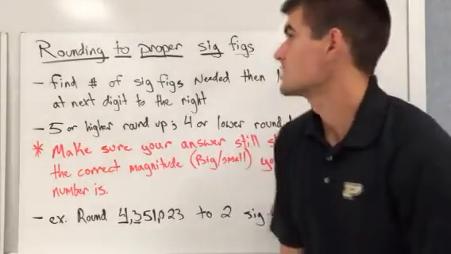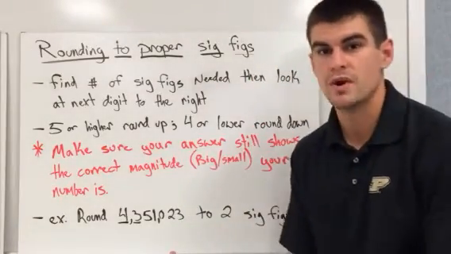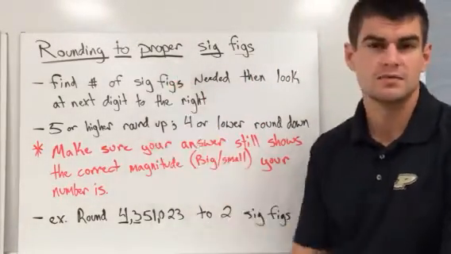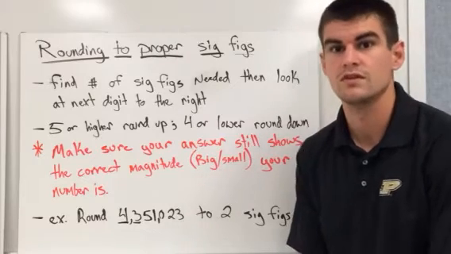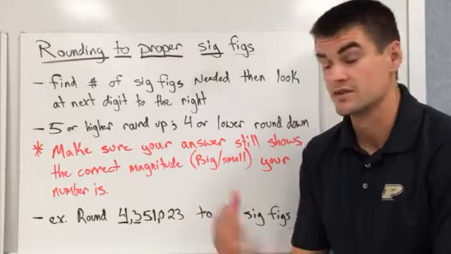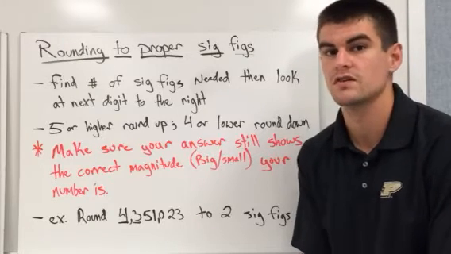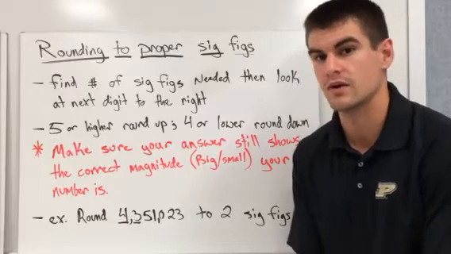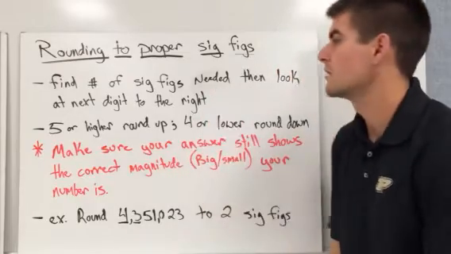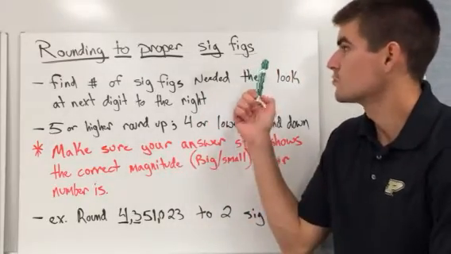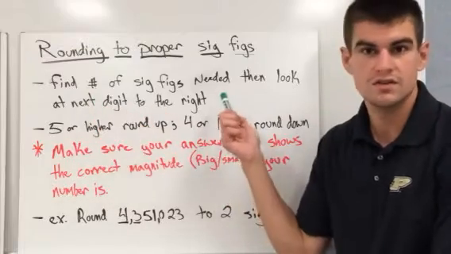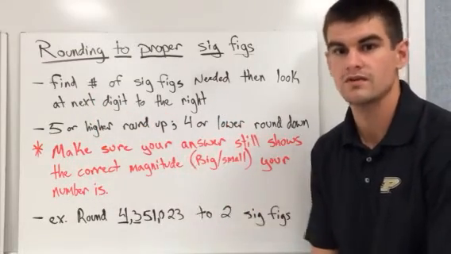All right, enough of the rules. Now to put this into practice a little bit: rounding to proper sig figs. Whether it's in lab or a homework problem, it's cool that you know how many sig figs, but how do I report my answer correctly? This is how. When rounding to proper sig figs, find the number of sig figs you need, 2, 3, whatever the number calls for.